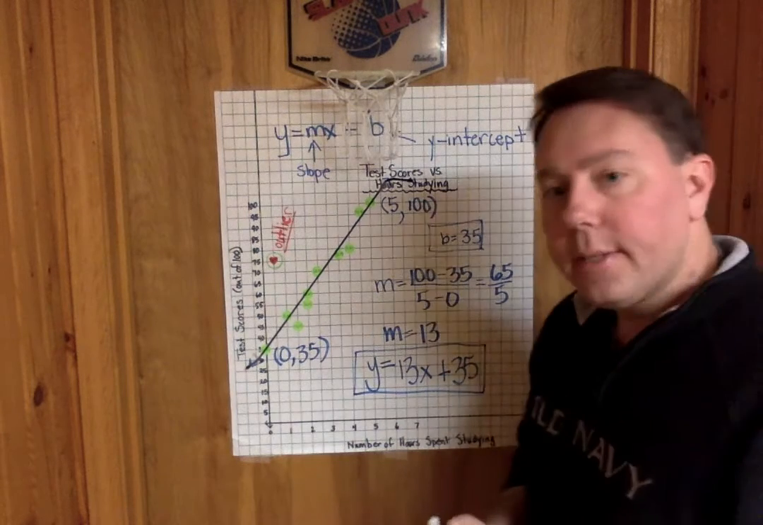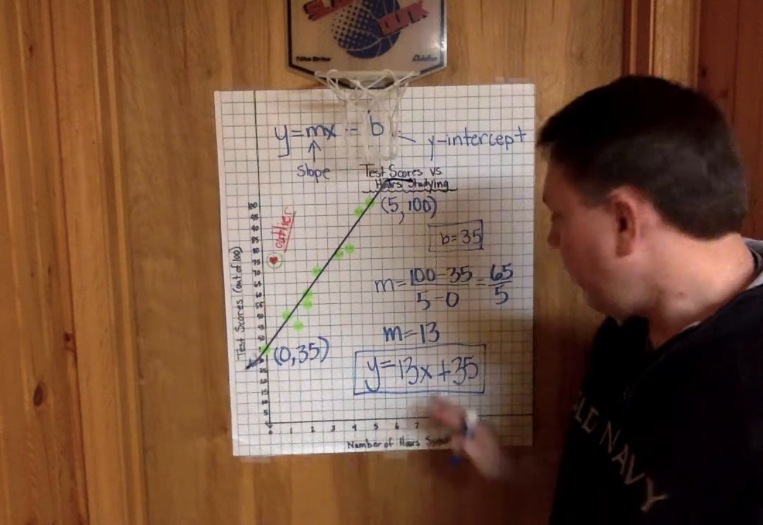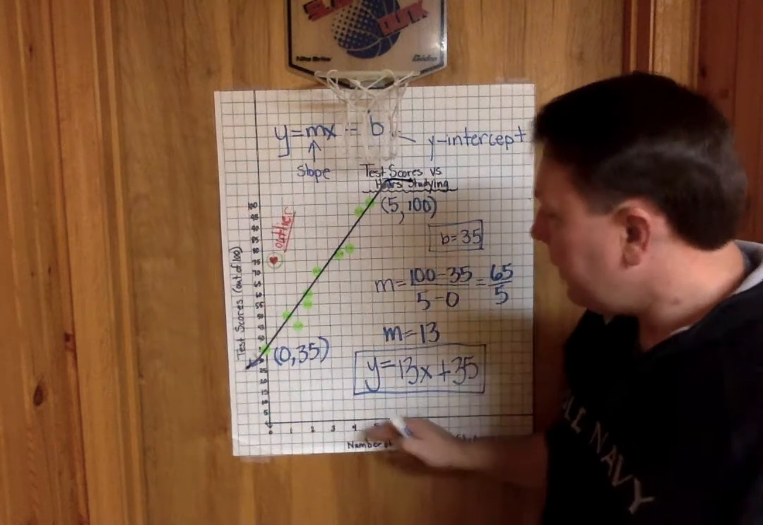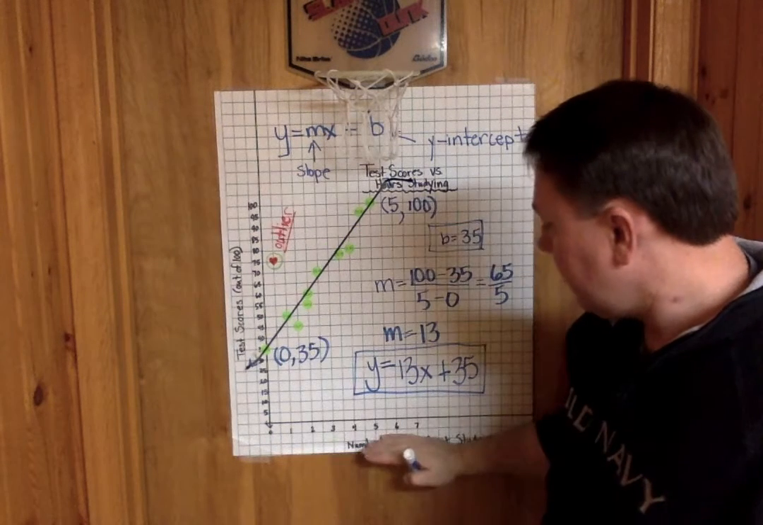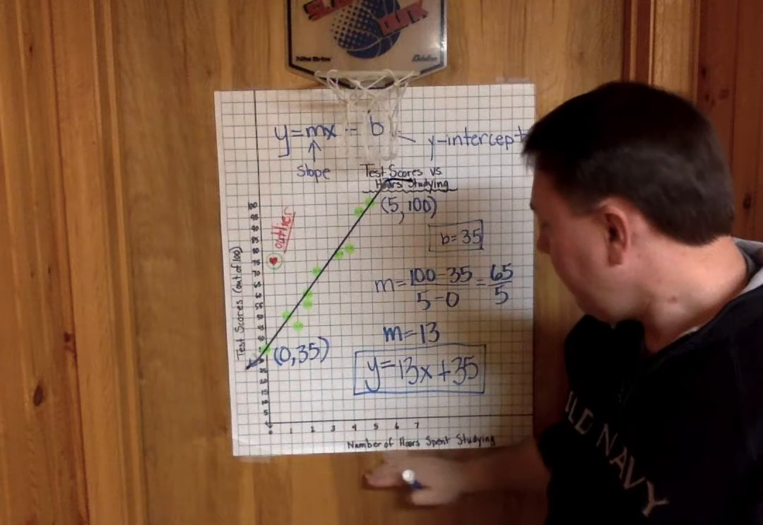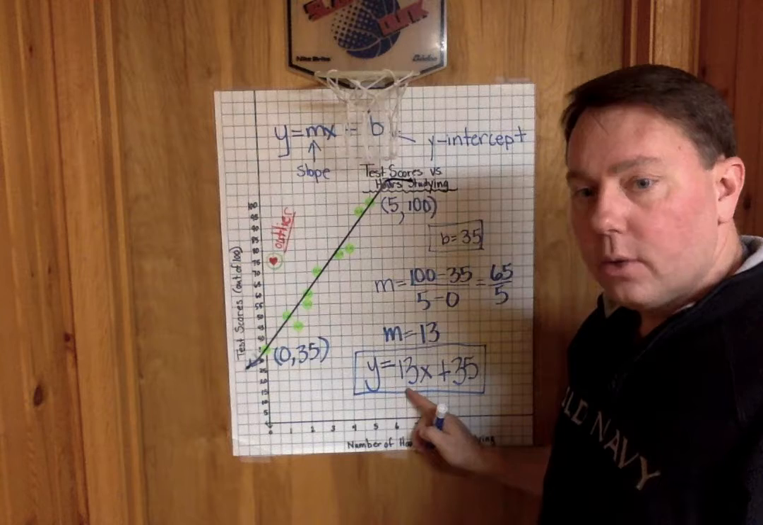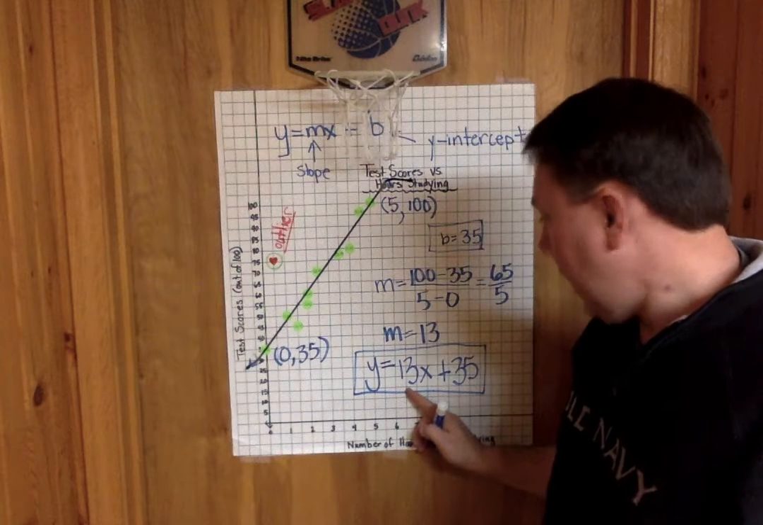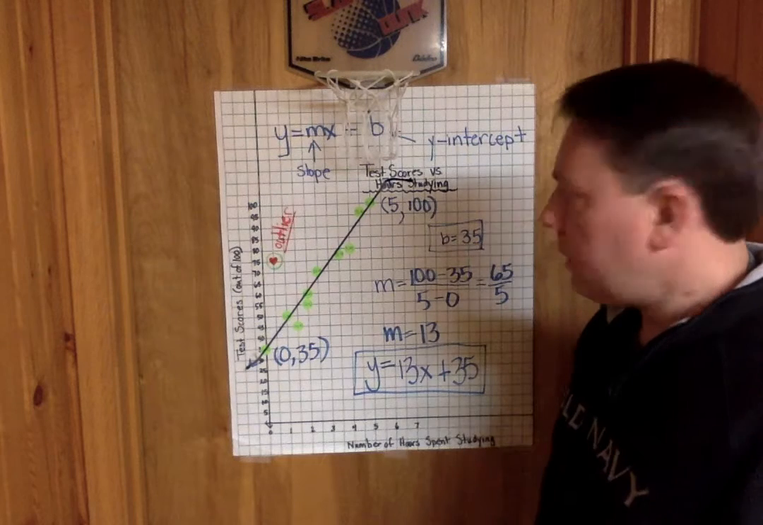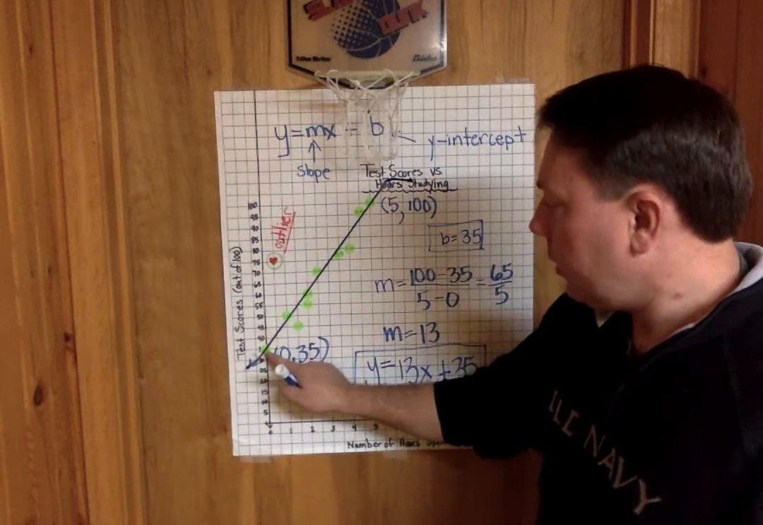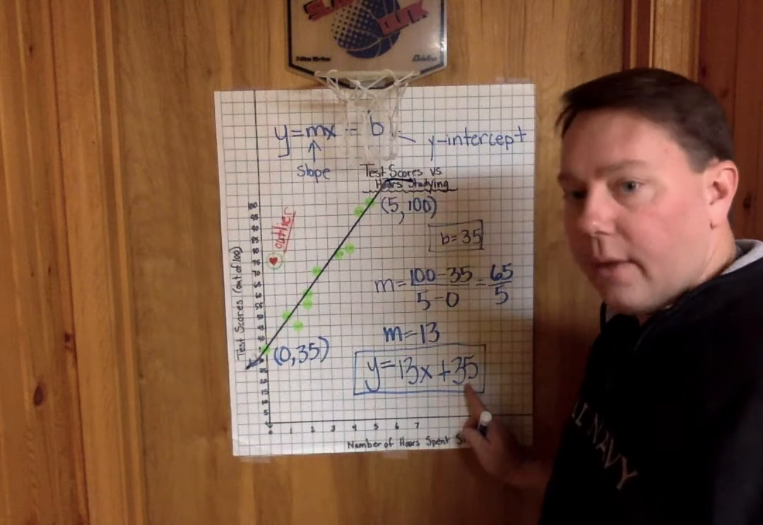A lot of times we're asked, what is the slope? What does it mean? The slope represents a rate. Every time you're looking at a graph like this, that line is a rate comparing the y data to the x data. And so we have a rate that goes in front of x. So this is 13. And then the other question is, what is the y-intercept? The y-intercept in this case is the initial amount scored with 0 hours studied, so it equals 35.